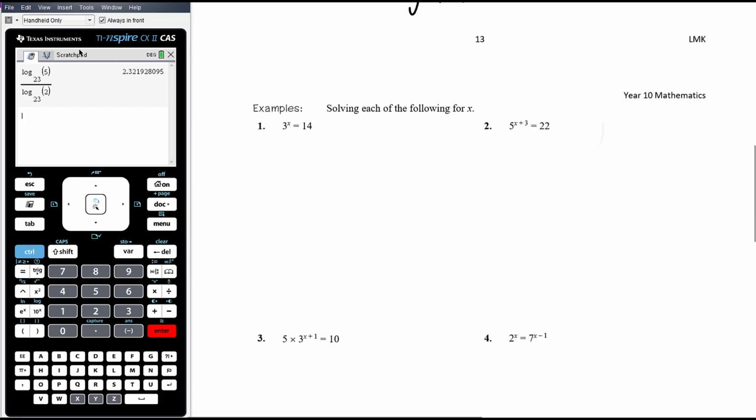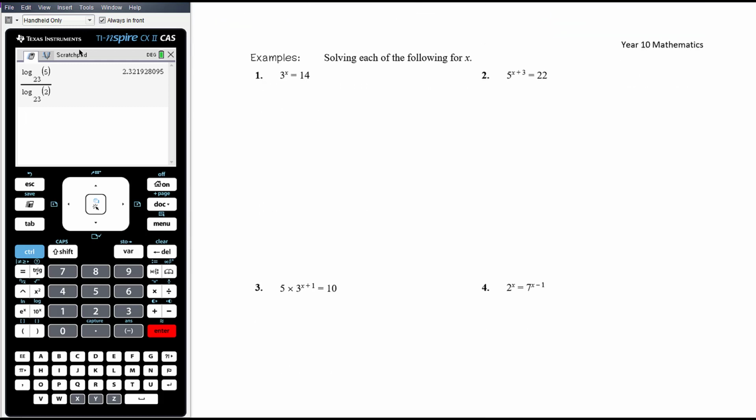Okay, let's work through some examples. Solve each of the following for x. In the first example, 3 to the power of x equals 14. I would simply convert this directly into a log equation. The base of the log is the base of the exponential, and then the x is the thing that you're freeing out to be on its own. If the x is in the exponential, it doesn't go into the log. The other two things switch sides. So x would be equal to log base 3 of 14.